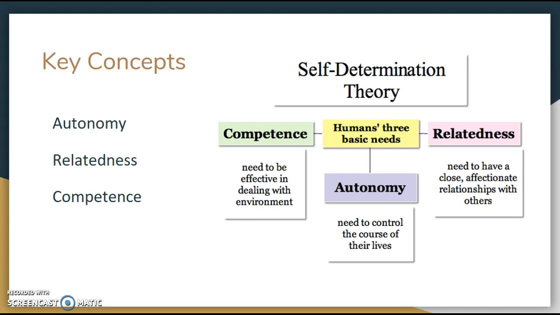It deals with autonomy, which is the basic need to control the course of our lives. Basically, we want to be causal agents in every aspect of our lives. And it deals with relatedness, which deals with the need for human interaction, affectionate relationship with others, and empathy as well.